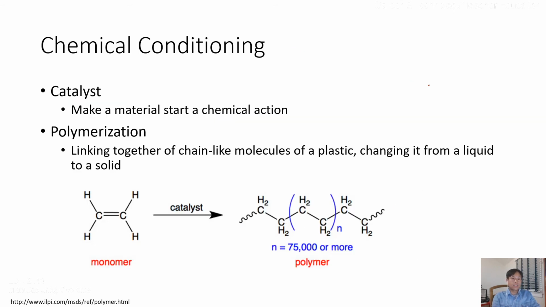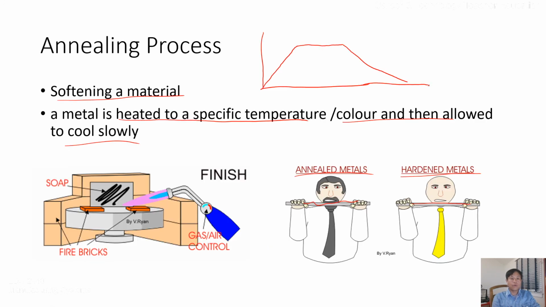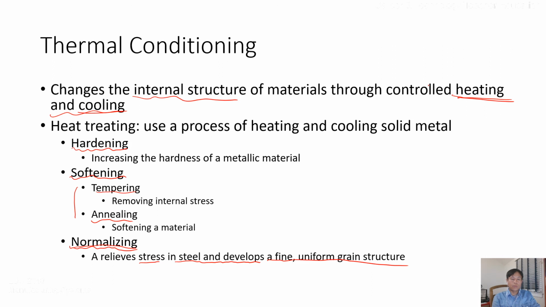All right, so second is chemical conditioning. Oh, I'm sorry, I want to go back one more time. For thermal conditioning, there is one element involved in thermal conditioning. That is carbon. Carbon is one of the core elements of ferrous metal. So as I explained, in the metal, like ferrous.